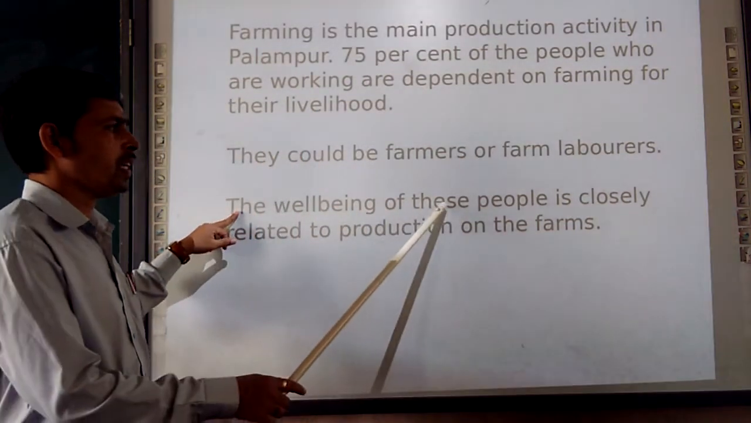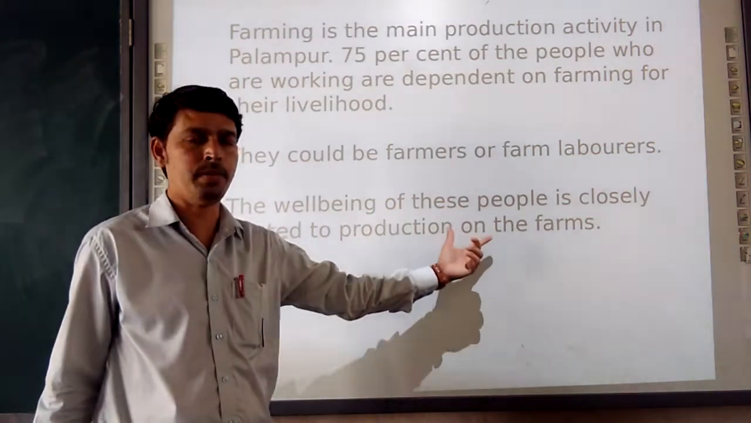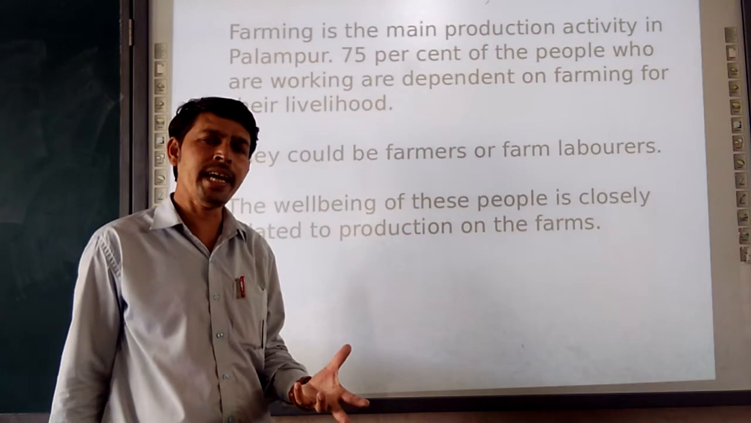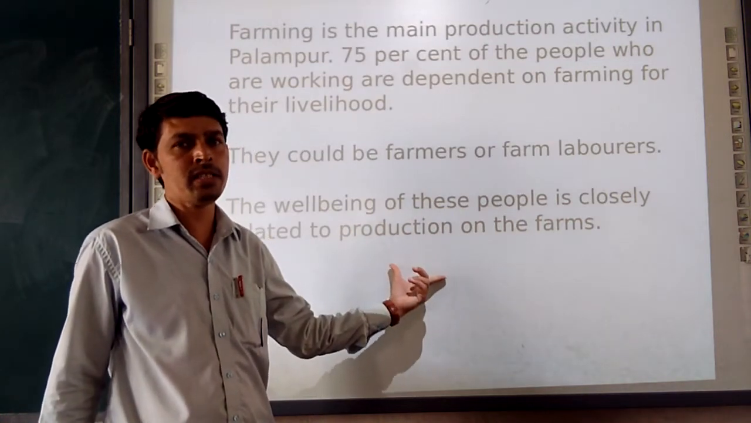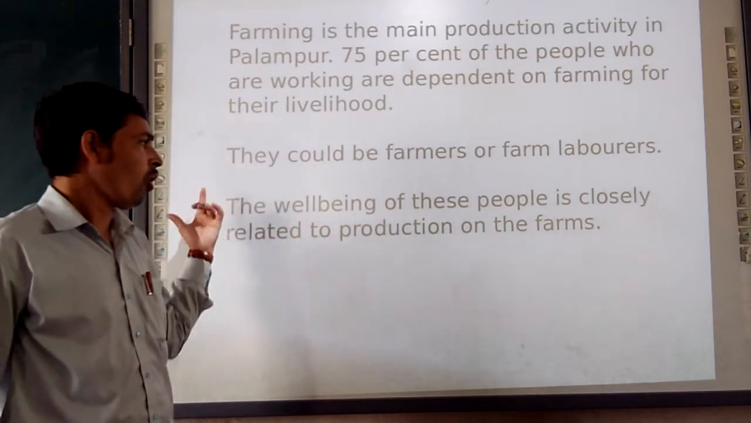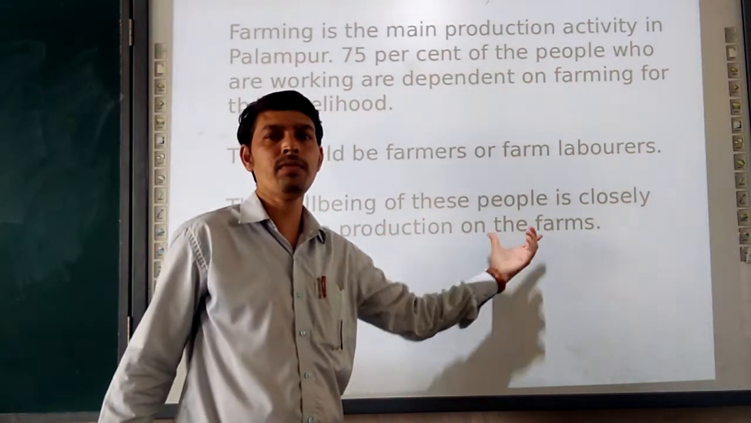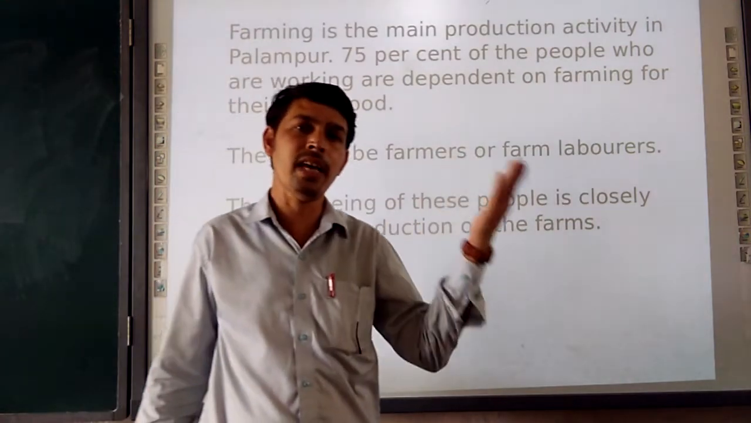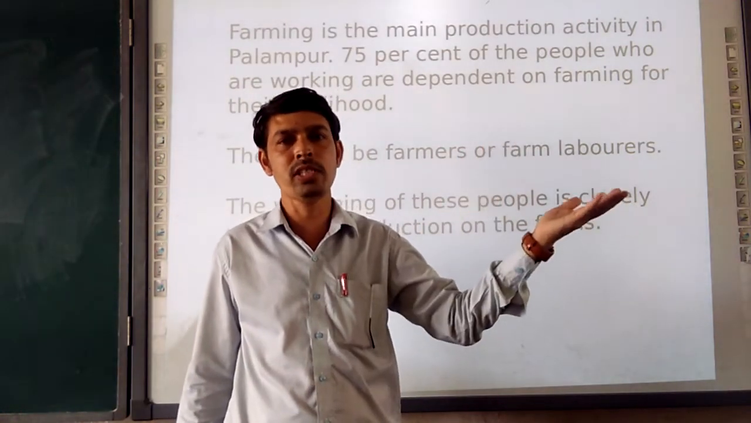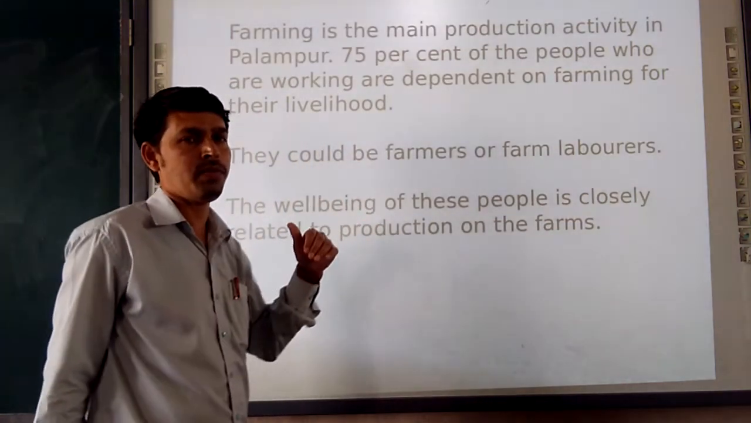The well-being of these people is closely related to the production on their farm. They are totally engaged only in the farming business. So whatever the product is, all the well-being depends on it. If the farm production is good, their well-being is going to be in a very beneficial situation, in a good status, and they are going to live a good standard of life.